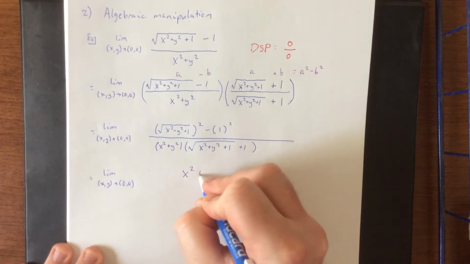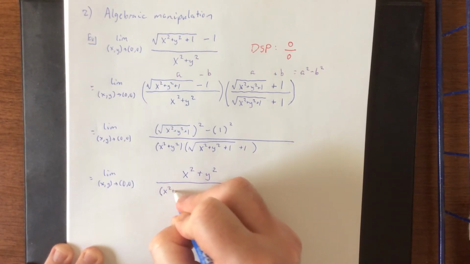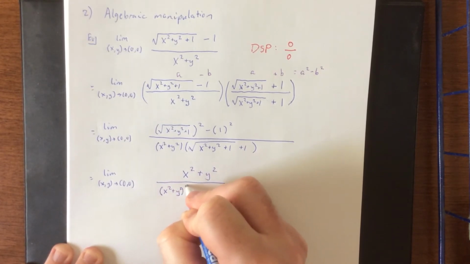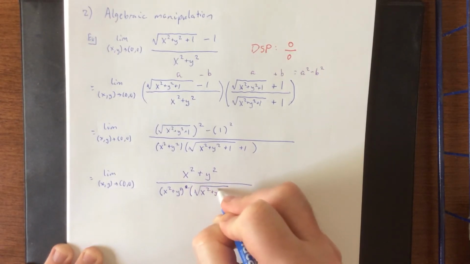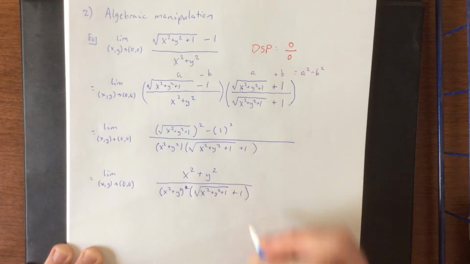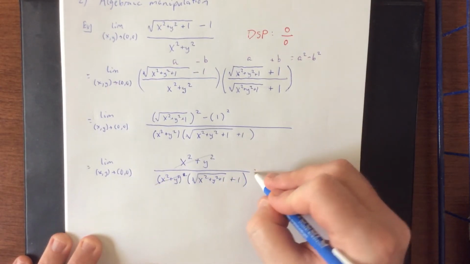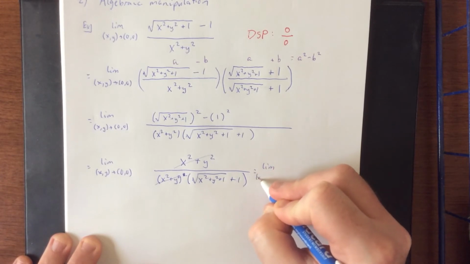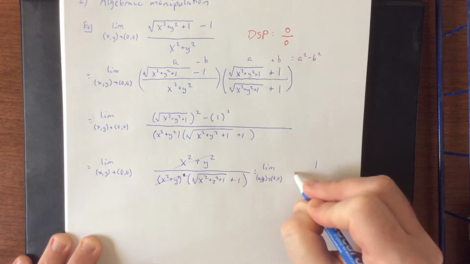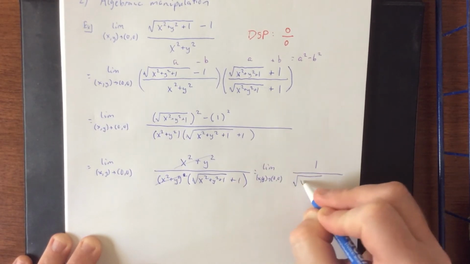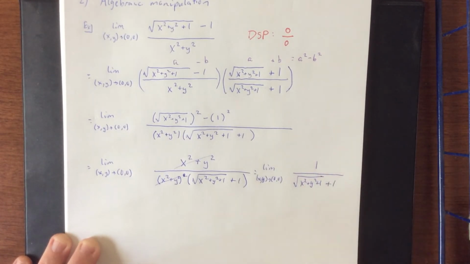What we're left with up top is going to be x squared plus y squared. And in the denominator we will have two things, x squared plus y squared, as well as the square root of x squared plus y squared plus 1 plus 1. We can cancel out the x squared plus y squareds, leaving us with the limit as (x,y) approaches (0, 0) of 1 in the numerator, and in the denominator our radical plus 1.